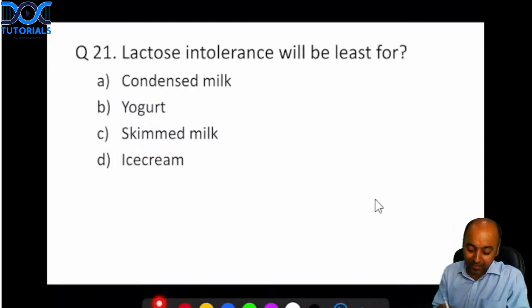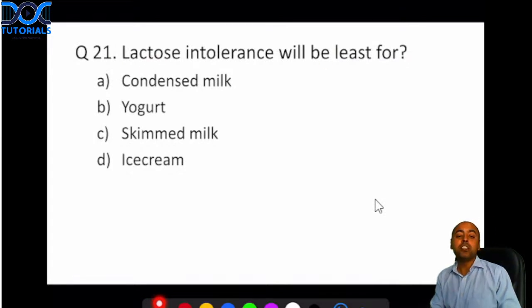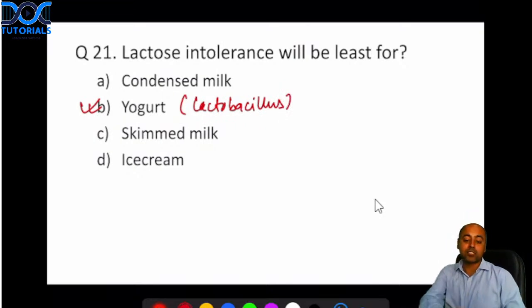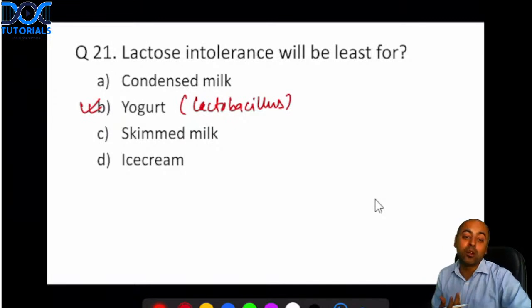Lactose intolerance will be least for which food? Here you have to understand lactose intolerance is due to lactose. So some of these food stuff may not have lactose, and the answer is yogurt. Due to the presence of lactobacillus, all the lactose in the yogurt has been used up. So lactose intolerance will not be there.